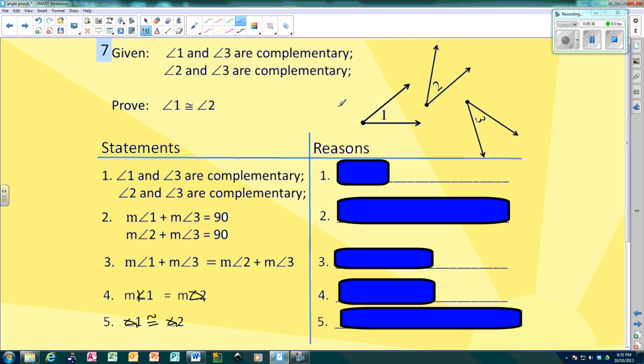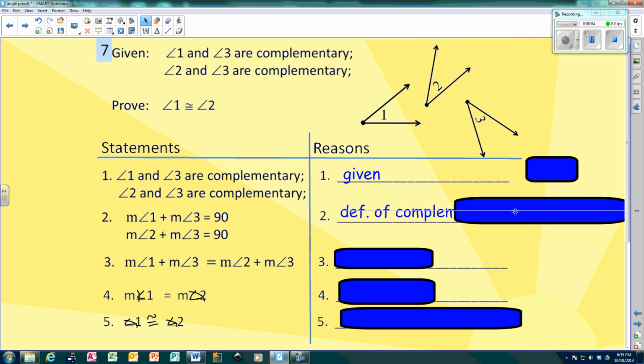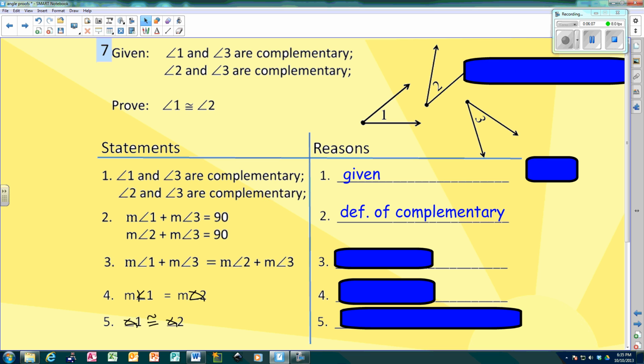All right, last one. Angle 1 and angle 3 are complementary, so these two are complementary. Angle 2 and angle 3 are also complementary. So we're going to prove that angle 1 and angle 2 are equal. So starting with our statements, we're always going to start with what's given. Because they're complementary, that means angle 1 plus angle 3 equals 90, and angle 2 plus angle 3 equals 90, because it's the definition of complementary angles. If they're both equal to 90, then aren't they equal to each other? So angle 1 plus angle 3 equals angle 2 plus angle 3, because it's substitution.